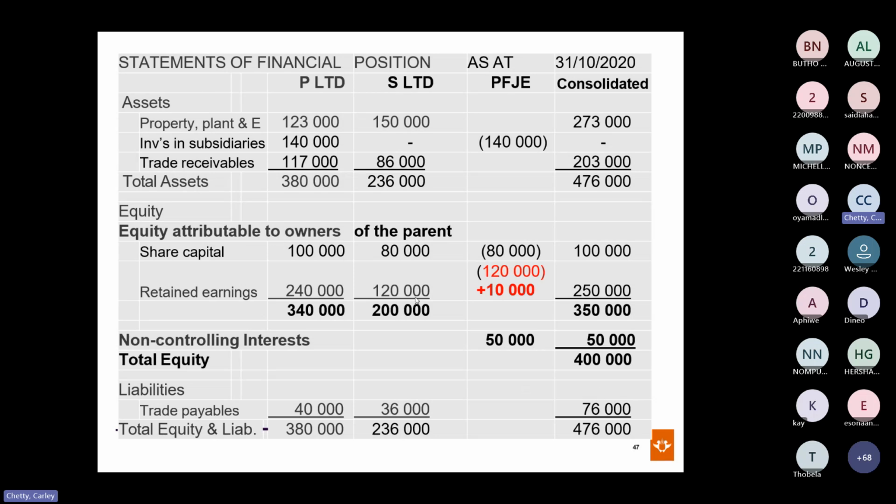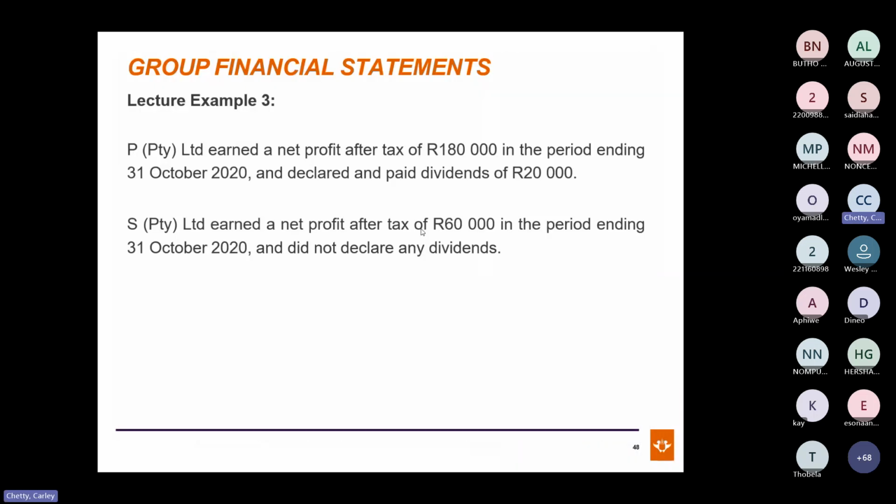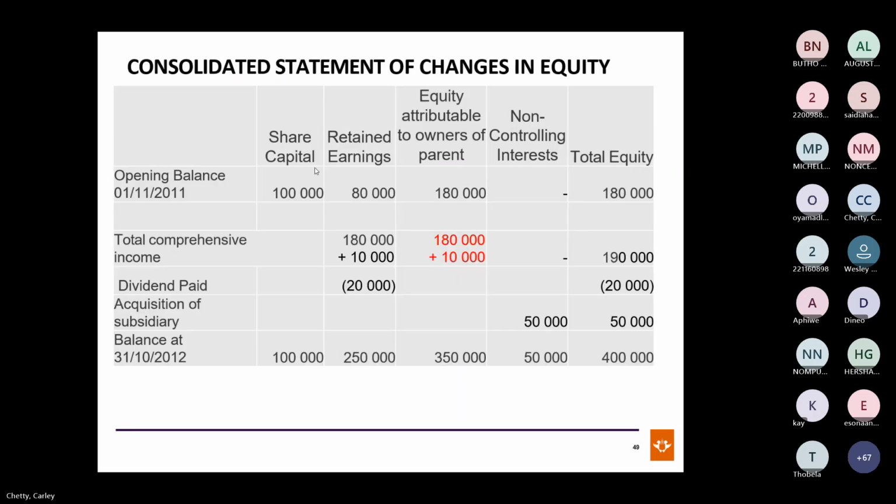And remember, I said you must show your workings, okay, because all the workings will be for part marks. Okay, so now in example 3, Pty Limited earned a net profit after tax of 180,000 Rand in the period ending 31 October 2020 and declared and paid dividends of 20,000 Rand. S earned a net profit after tax of 60,000 in the period ending 31 October 2020 and did not declare any dividends. So here we have our consolidated statement of changes in equity.